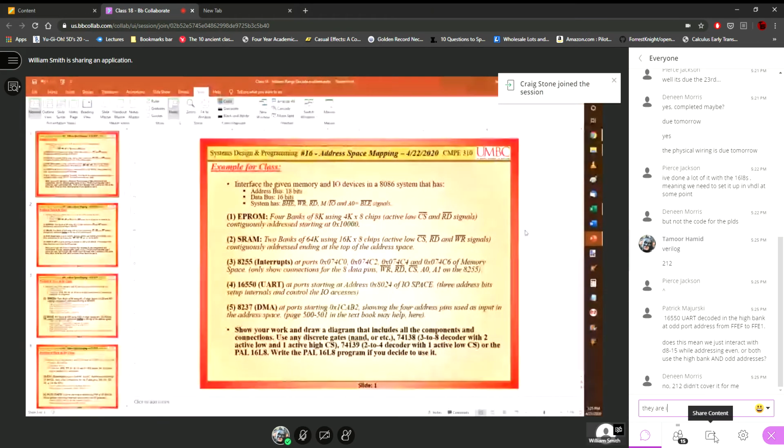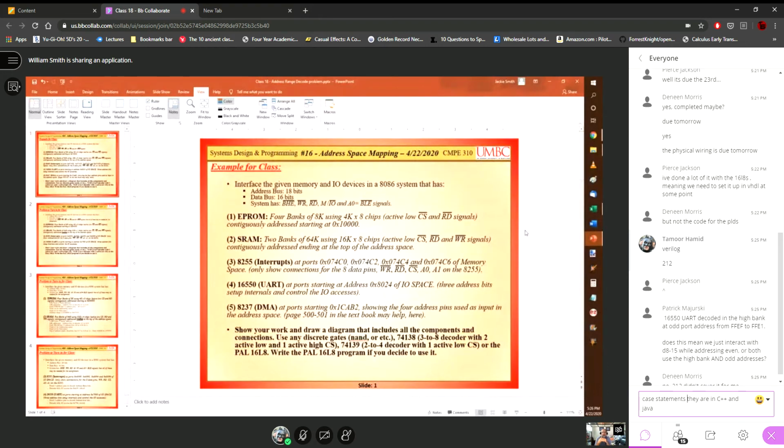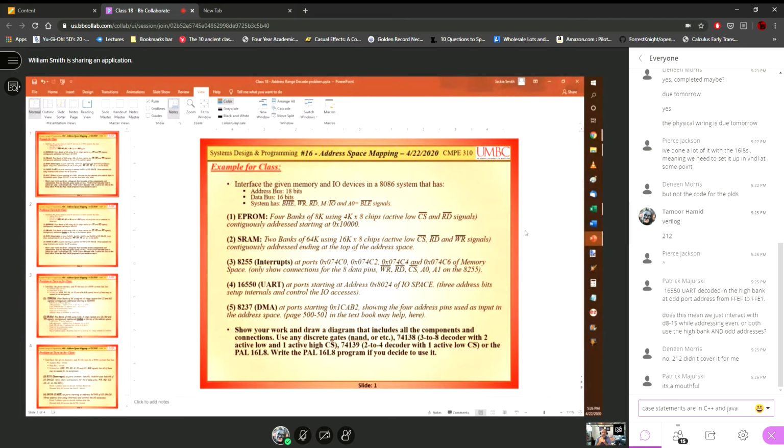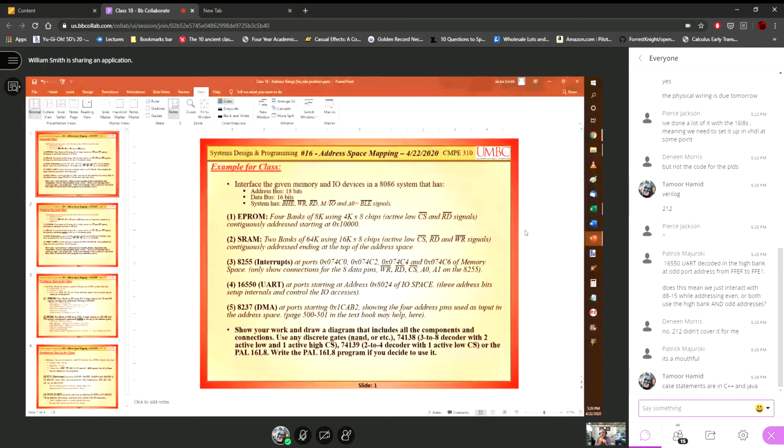The 16550 is decoded in the high bank at odd port addresses from FFE0 to FFE1. We would just interact with D8 through D15 while addressing even, or both use the high bank and odd addresses. Good question. I was trying to think about that one myself. Basically, address 0 is the BLE signal, right?